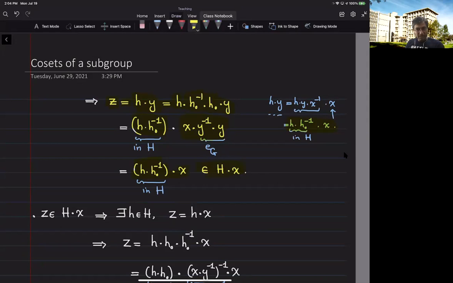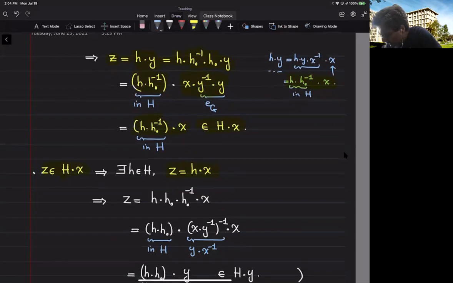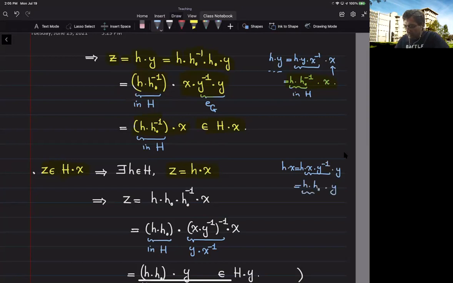Now I want to go the other way around. Let's start with some point inside H dot x. I want to show that it is in H dot y. So this means z is something inside H times x. Again, I want to write this as something times y. So if I solve for that something, we see that it is this one. And this is simply h naught. And this does belong to H.